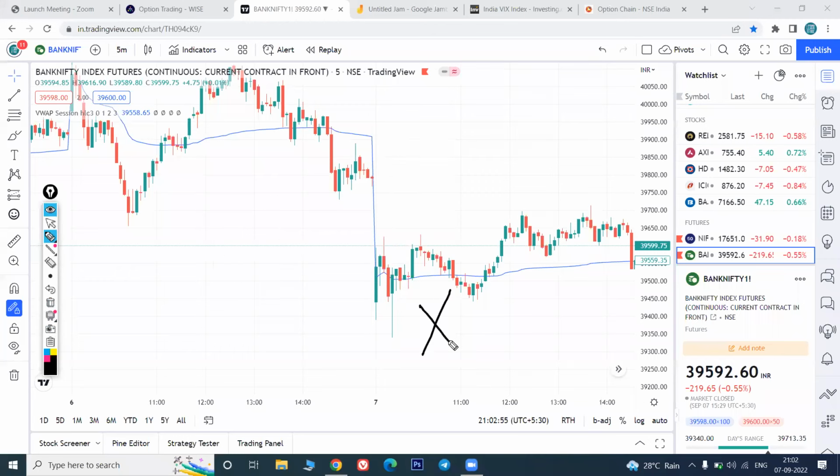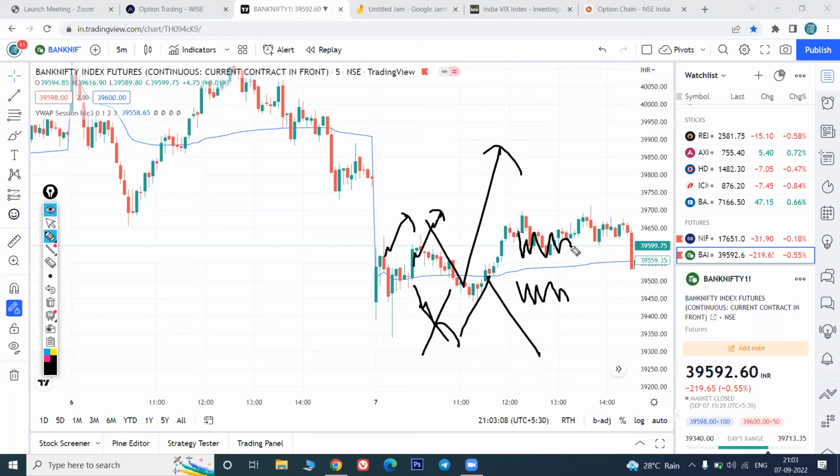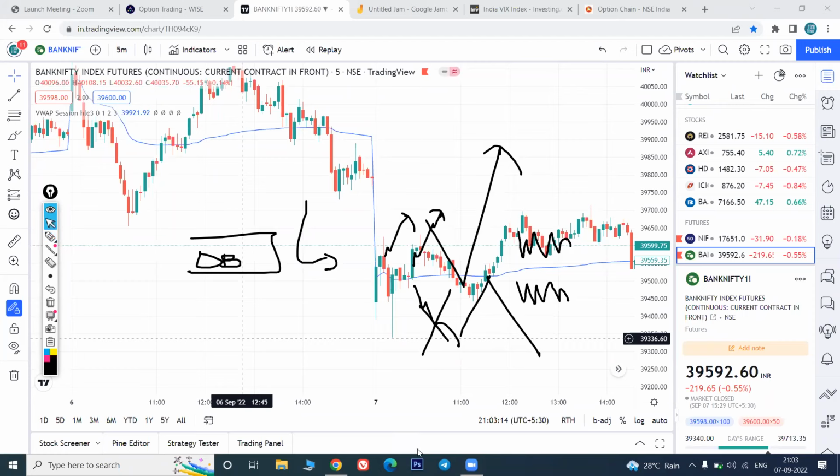I'll be staying away until price is clearly trying to move up, pullback or rejection, or clearly trying to move down, pullback or rejection, or trading clearly below VWAP or trading clearly above VWAP. I'm speaking from an option buyer perspective. Everything I'm saying as of now, from the chart which I started, is from the perspective of an option buyer.